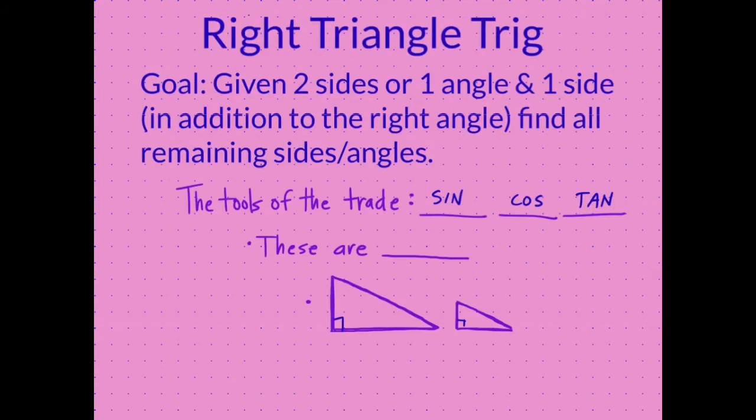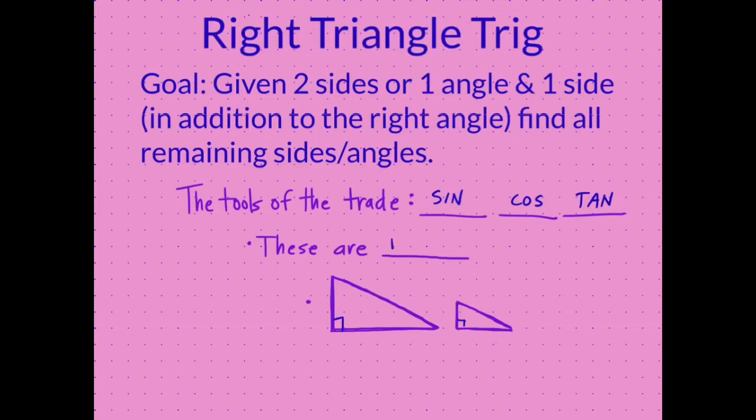You should already have been able to find missing sides given the other two sides. That's the Pythagorean theorem. You've probably known about that for a couple years now. But trig is really when the angles start getting involved. So that's our goal, to find missing parts of right triangles using sine, cosine, and tangent.